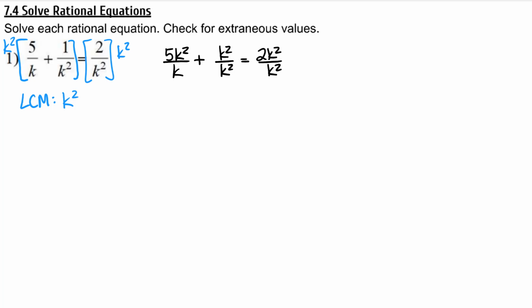Let's reduce this equation. 5k squared divided by k is 5k. k squared divided by k squared is 1. 2k squared divided by k squared is 2. Wow, that equation looks so much simpler to solve. Continue solving.